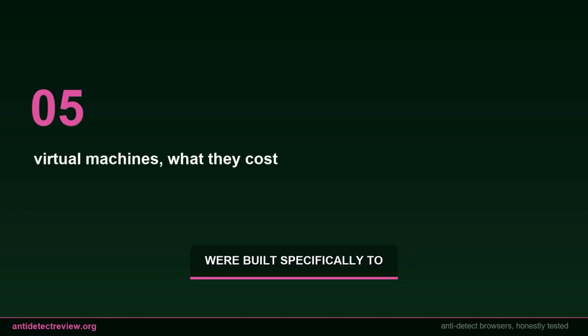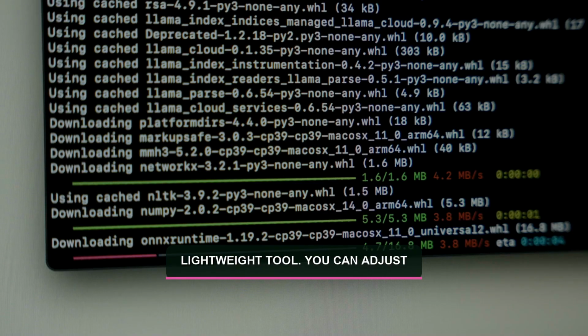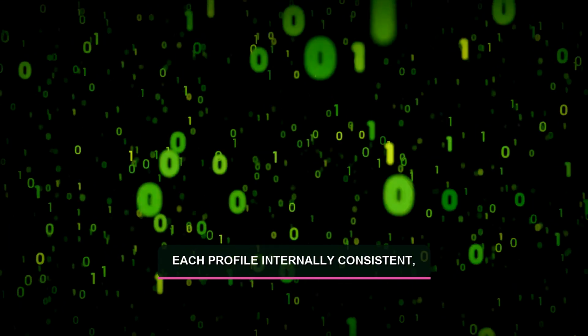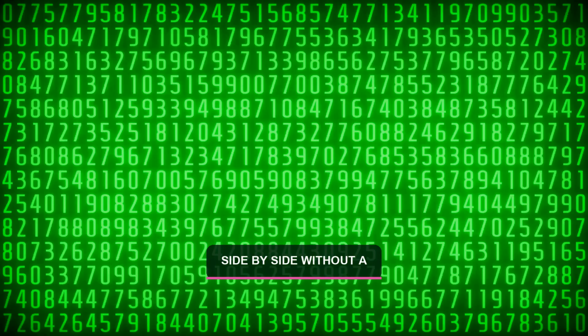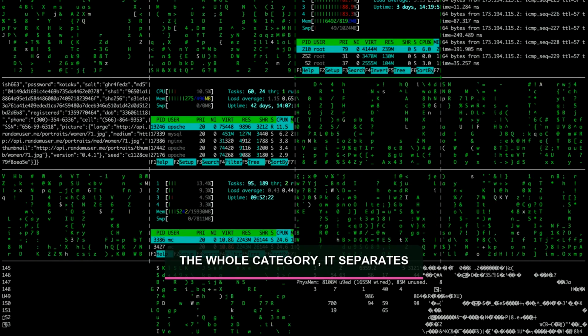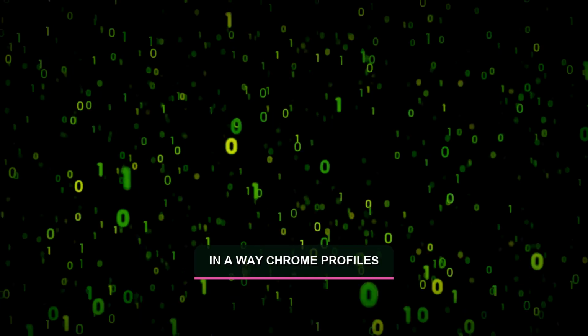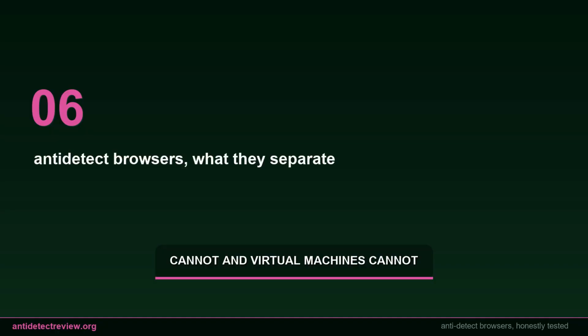Antidetect browsers, what they separate. Antidetect browsers were built specifically to solve the fingerprint problem that the other two miss. Each profile gets its own managed fingerprint, its own cookies, and its own assigned proxy, all controlled at a fine grain and all in one lightweight tool. You can adjust individual signals, keep each profile internally consistent, and run many of them side by side without a separate operating system per identity. This is the point of the whole category. It separates all three things that matter: cookies, fingerprint, and network, in a way Chrome profiles cannot, and virtual machines cannot do efficiently.